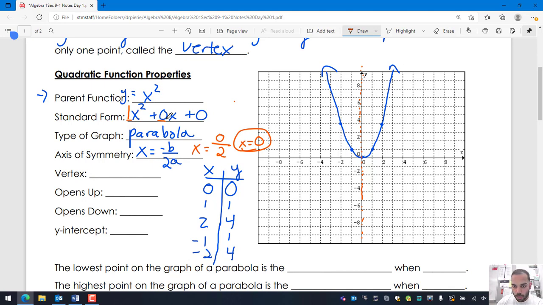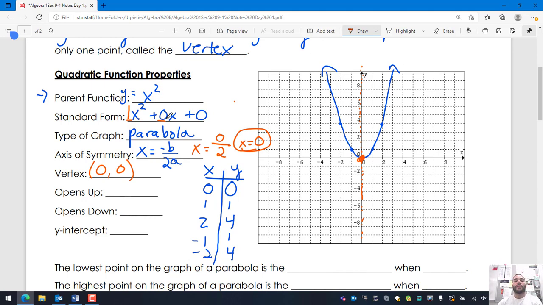So what I'm looking for is the bottom point here. In this case, it is this point right here, the lowest point on my smiley. And I'm asking, okay, if it's the vertex, what are the coordinates for that point? It looks like the point is (0, 0).